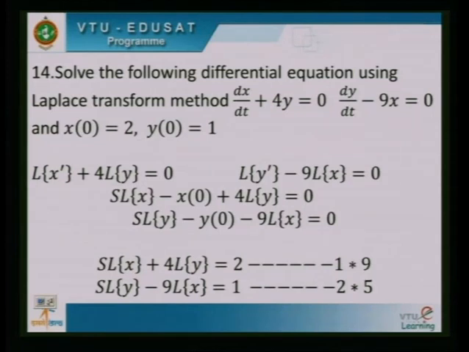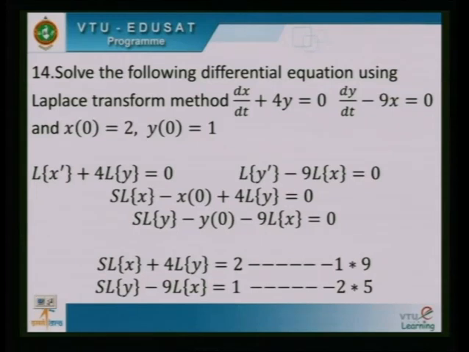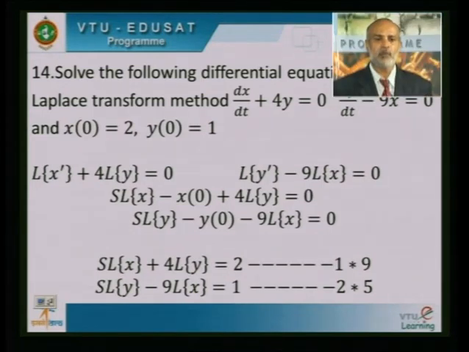After substituting the Laplace transform derivative formula, now you can use the given conditions. What are the given conditions? x of 0 equal to 2 and y of 0 equal to 1. Substituting x of 0 equal to 2, it becomes s into L of x plus 4 into L of y is equal to 2. We can call this equation 1. Then y of 0 is 1, you get minus 1. Minus 1 you can transfer to RHS, it becomes plus 1. Then s into L of y minus 9 into L of x is equal to 1, call it equation 2.